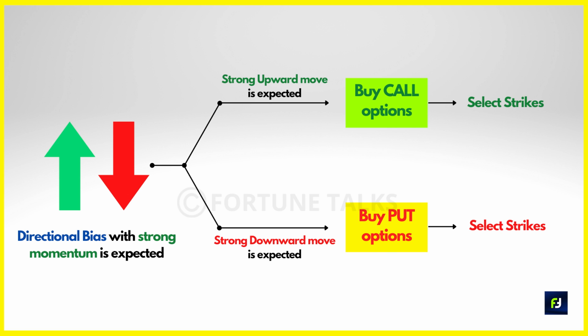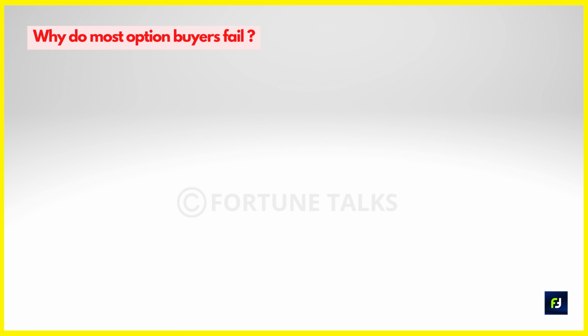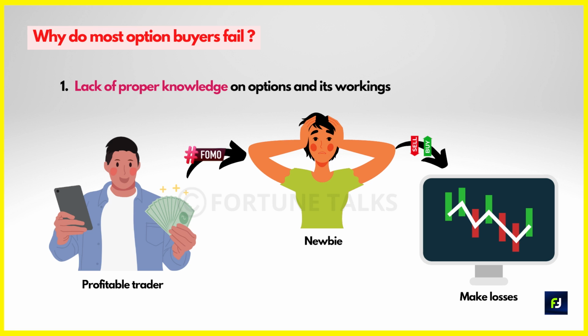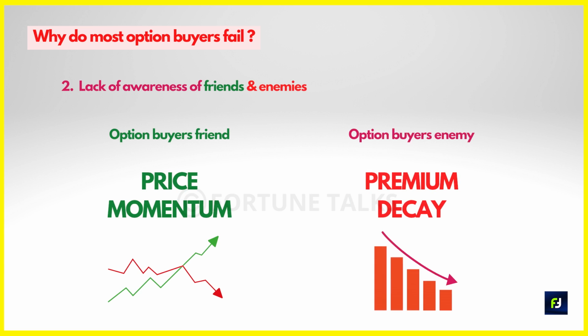Now these are all the good stuff when buying options. But if it was too easy, why do most option buyers fail terribly in the market? Why do 80% of them lose all their capital within a few days or weeks? Let me tell you why. The first and foremost reason is the lack of proper knowledge about the world of options. When you see someone making a killing out of the market, making lakhs and crores within days or weeks, you instantly get the fear of missing out, and you step into the market with hard-earned money only to see it burn. The second reason is the lack of awareness of who your friend and enemy is.